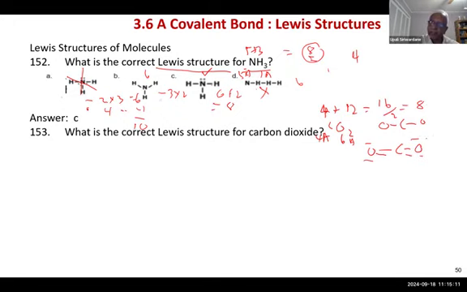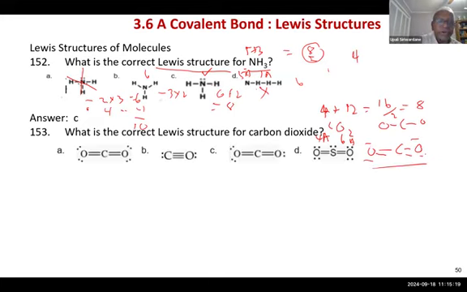That has 8 electron pairs. 1, 3, 4, 5, 6, 7, 8. So this is the correct Lewis structure for which one? This one has 8 valence electron pairs, or 16 electrons. Therefore, A is, this is wrong. This is not carbon dioxide.